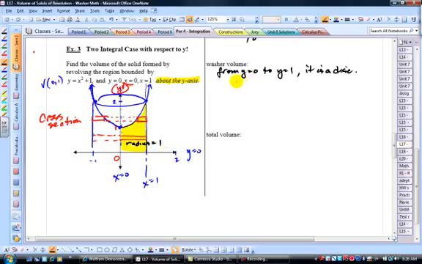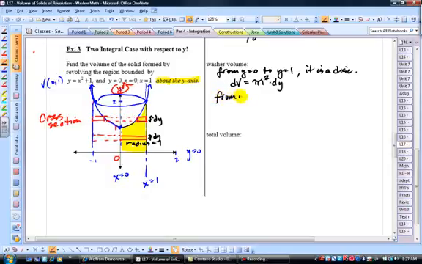So my disk volume is going to be pi times radius squared times its thickness, which in this case is dy, or this thickness here, dy, the differential of y. So pi times 1 squared times its thickness. And that's what you're going to use for setting up the integral from 0 to 1. Now from 1 to 2, something else is happening.